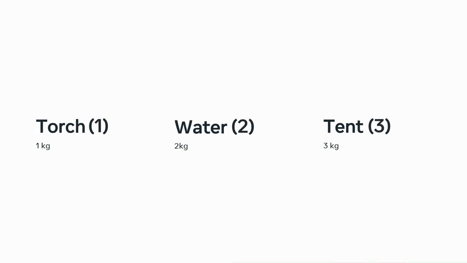Say for a planned camping trip, you can fill a knapsack with required items. Each item has a weight cost to it. A torch equals 1 kilogram, water equals 2 kilograms, and the tent equals 3 kilograms. Additionally, each item has a value. The torch equals 1, water equals 2, and the tent equals 3.